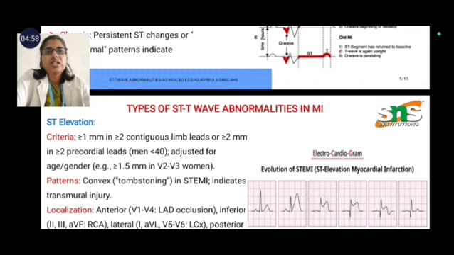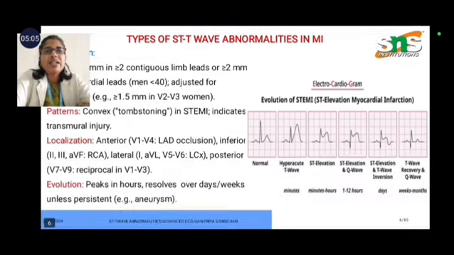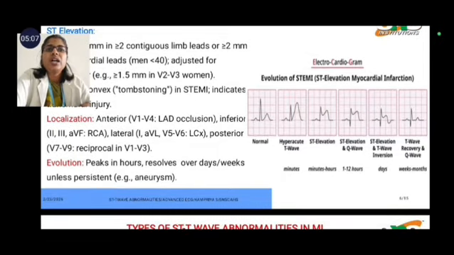Now the pattern is convex in STEMI, which indicates transmural injury. If it is anterior, localization is in leads V1 to V4. If it is inferior, leads 2, 3 and aVF. If it is lateral, lead 1, aVL, V5 to V6, and if it is posterior, V7 to V9. The evolution is that it peaks in hours or resolves over days or weeks unless it persists as an aneurysm.